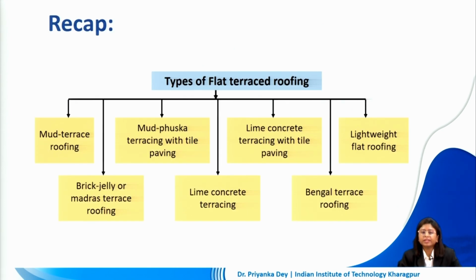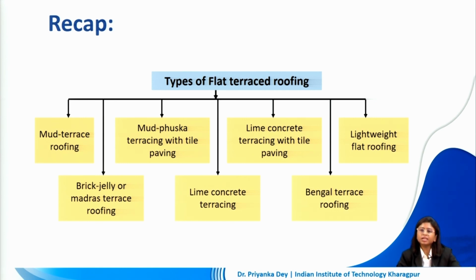So these were the various types of flat roofing that we have studied today. Just to recap, the first method we studied was called mud terrace roofing. Second was brick jelly or madras terrace roofing, followed by mud fushka terracing with tile paving. Lime concrete terracing, we can also have lime concrete terracing with tile paving. We have Bengal terrace roofing, and finally the lightweight flat roofing.